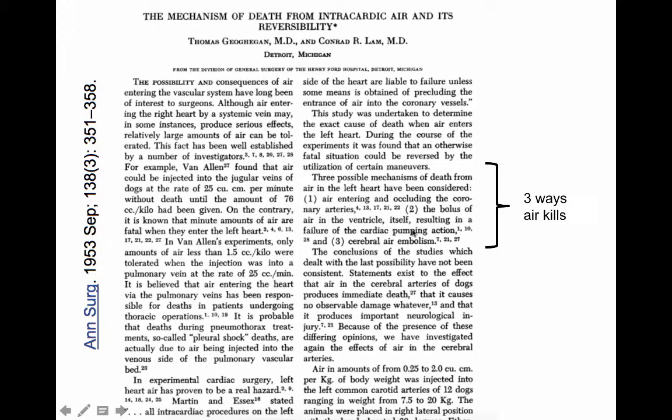The second, the bolus of air in the ventricle itself, resulting in the failure of cardiac pumping action. So just the air, just depriming the ventricle, and now it's no longer an effective pump of blood. And three, cerebral air embolism. So since the beginning, air entering the heart chambers becomes a threat, and it can kill a person in three different ways: coronary artery air, air in the ventricle, and cerebral air embolism.